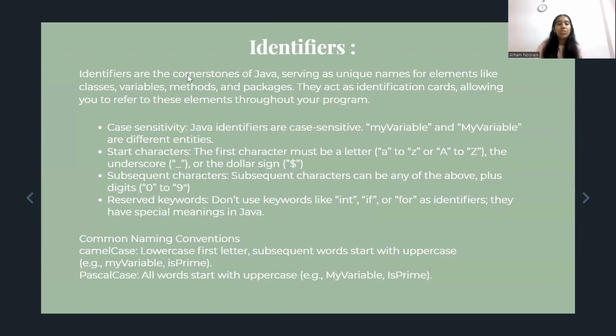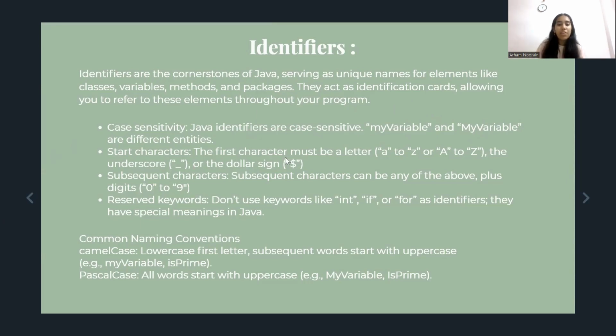Identifiers. They are the cornerstones of Java, serving as a unique name for elements like classes, variables, methods, and packages. The tip: myVariable is known as camel case, where my is small and Variable is capitalized, and MyVariable is Pascal case. That means all words start with an uppercase letter: the first word and the second word also start with uppercase. So identifiers tell us that Java is case sensitive.